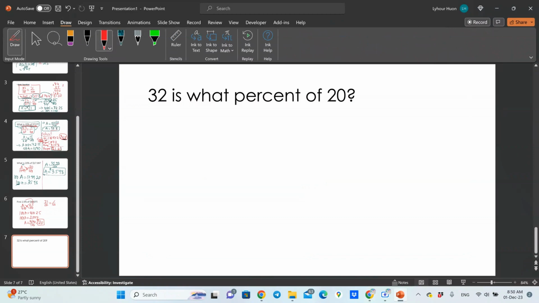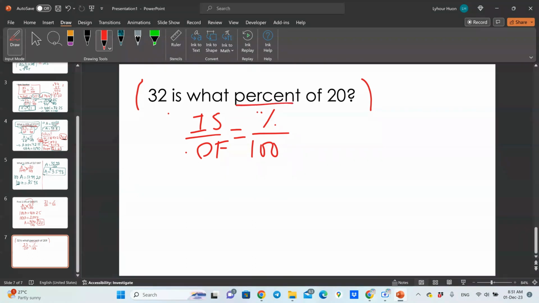So we still use our general formula: is over of equals percent over 100. Now, what is the is? 32. No, A. From reading the question, what are they asking for? They're asking for percent. What percent, meaning they ask about percent.